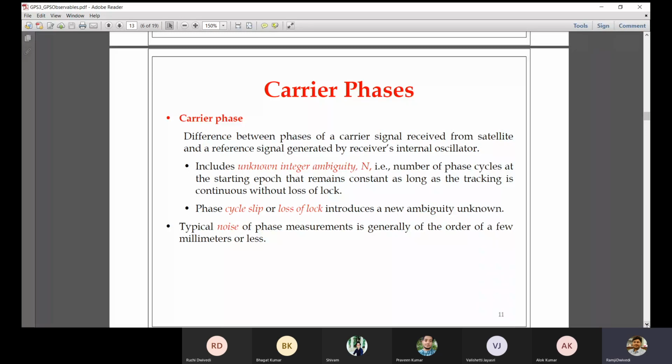It includes unknown integer ambiguity N, that is number of phase cycles at the starting epoch that remains constant as long as the tracking is continuous without loss of lock. Phase cycle slip or loss of lock introduces a new ambiguity.